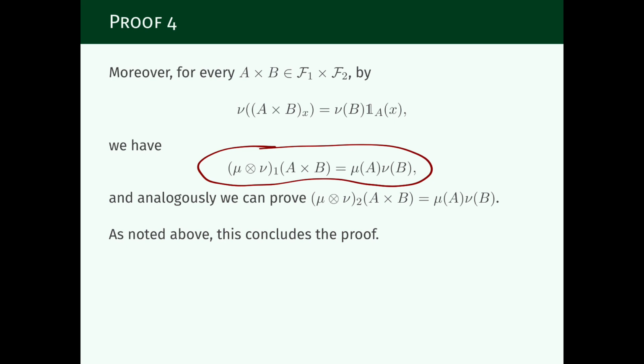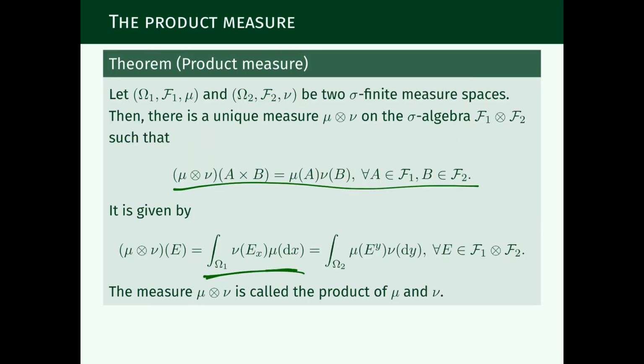Analogously, the very same proof, just switching x by y, will give us the same formula for the second integral that we can compute. And this concludes the very long proof of the theorem of existence and uniqueness of product measures. This concludes this very long and consuming video lecture.